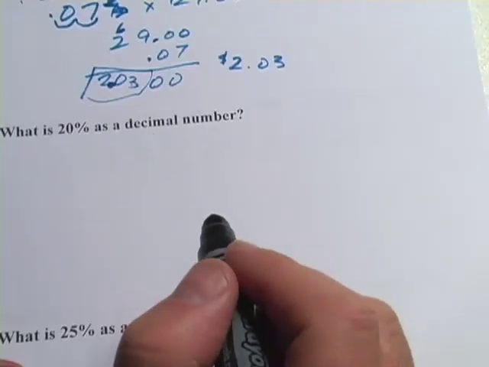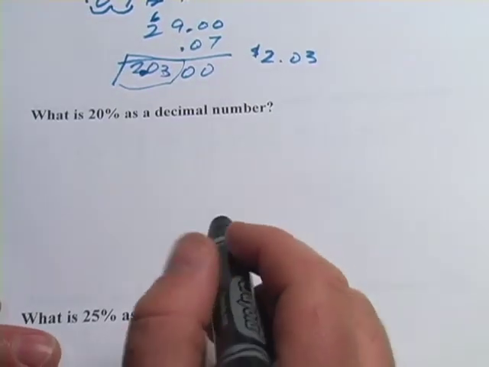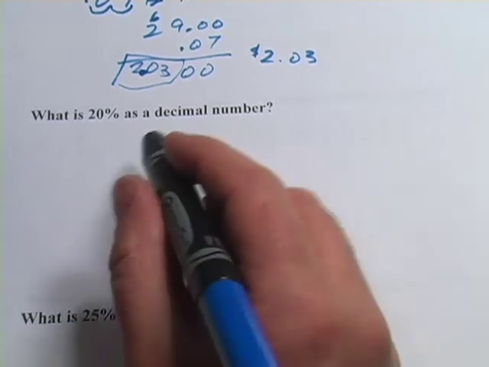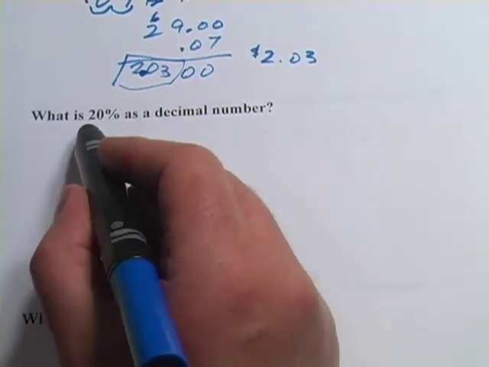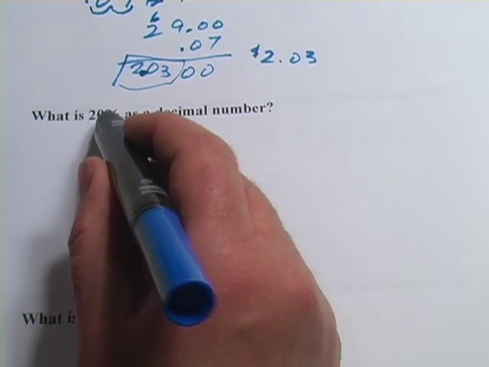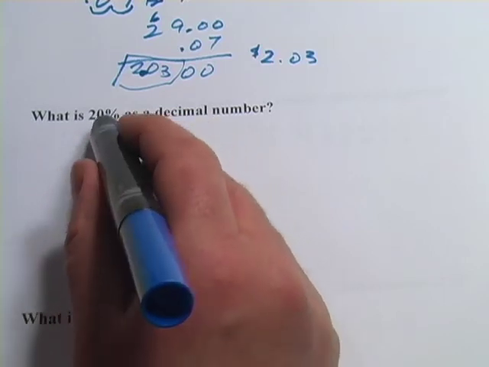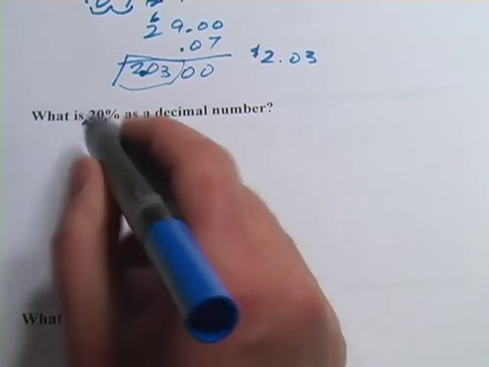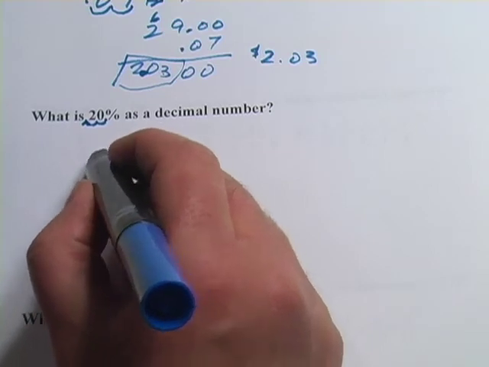Let's look at another problem with percents. It says, what is 20% as a decimal number? And as I mentioned, when you're converting from a percent to a decimal, you take that decimal point and you move it over 2 places to the left. So that's going to end up being 0.2.